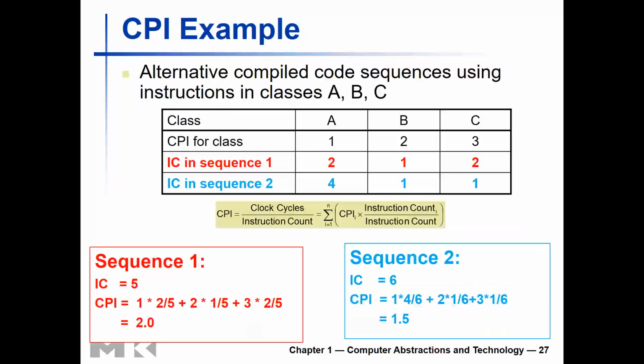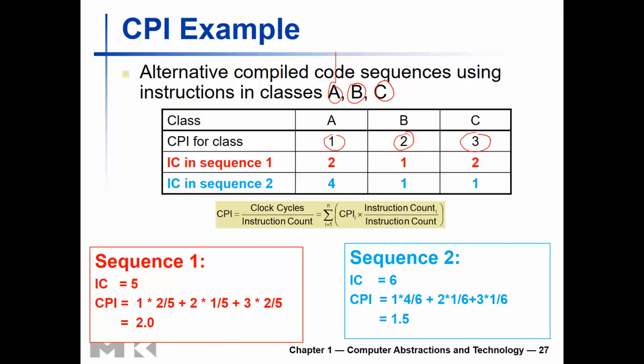Okay, here's an example of weighted CPI. Let's read this example. We have 3 instructions. He calls them in the example instruction A, B, C. Instruction A has a CPI of 1. Instruction B has a CPI of 2. Instruction C has a CPI of 3.